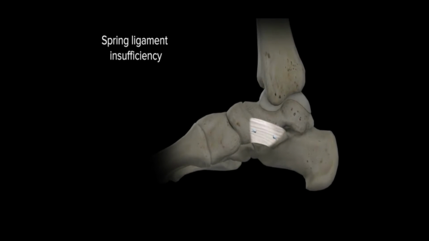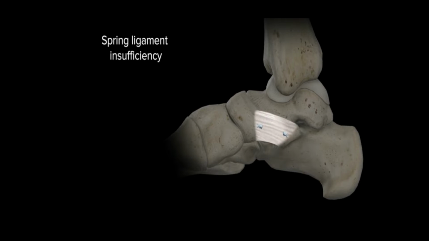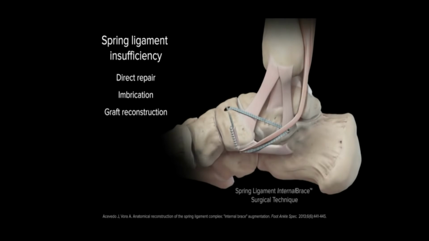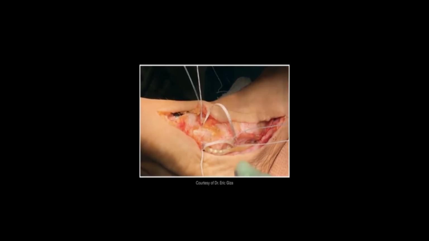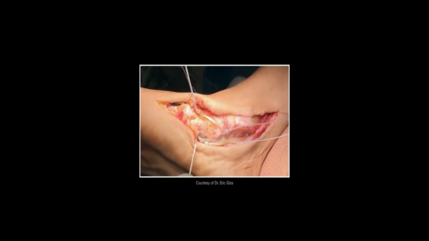The soft tissue repair of the spring ligament can be performed either through direct repair, imbrication, or graft reconstruction with or without internal brace ligament augmentation, which provides improvement in talonavicular uncoverage and medial sag. If using the internal brace ligament augmentation, it can be placed in the same orientation as the FDL tunnel, passed into the navicular, and secured with a tenodesis screw.